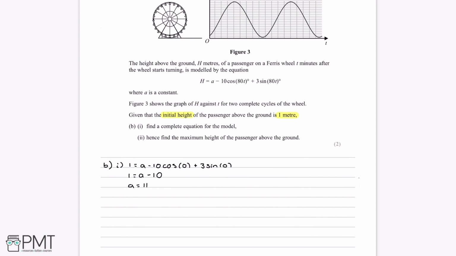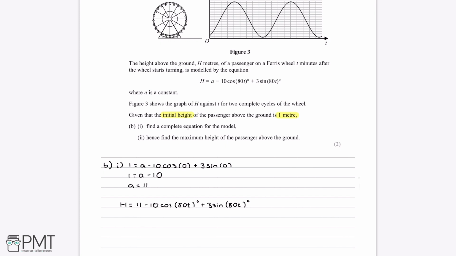So we can now substitute a is 11 into the formula. And we now have that h is equal to 11 minus 10 cos 80t plus 3 sin 80t. Now, the mark scheme for this question actually has 2 examples of answers you could give. And one of them is stopping here. So you could give this as your answer and get the mark.